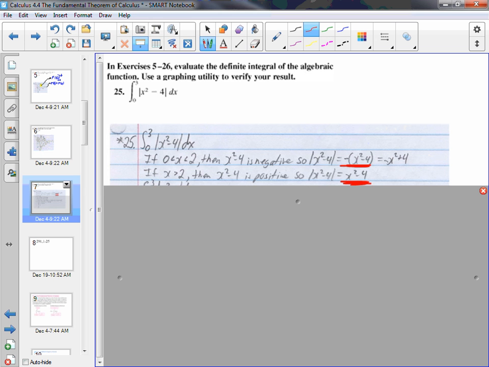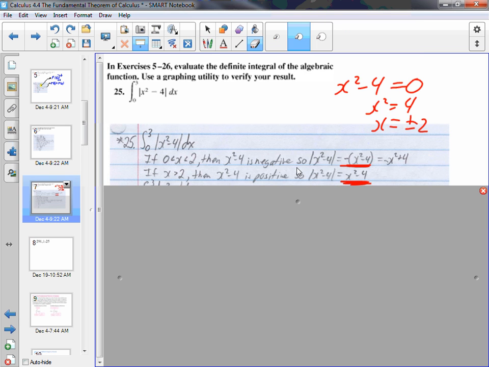Just substitute. Look, I know 2 is the place where it's going to change, right? Because x squared is 4, x equals plus or minus 2, negative 2 is not in the interval. 2 is where it changes. So you just test a number. Between 0 and 2, test 1. It's negative, so it's always negative between 0 and 2. Okay? Everybody with me on how I got that?